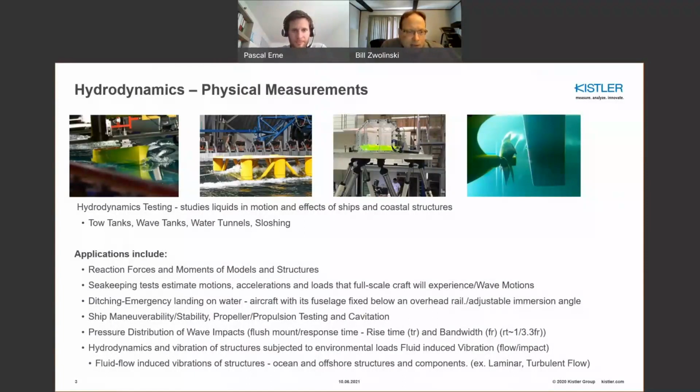From that, there are quite a few applications, of course, from reaction forces and moments to seakeeping tests, to ship maneuverability and stability, wave impacts and how waves affect structures, and certainly how flow induces structures as well with vibration and load. So there's quite a broad field for sure, but what we're going to talk about today is how do we make the physical measurements and what technology should we consider?